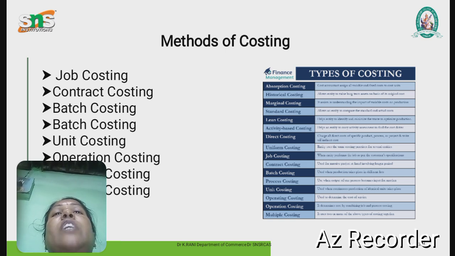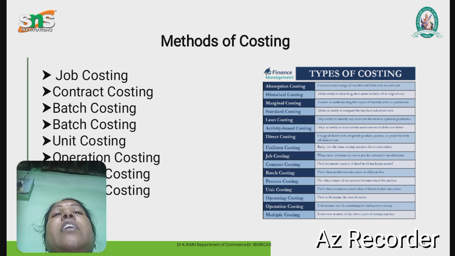Historical costing. Historical costing is a method of valuing assets and liabilities based on their original purchase or acquisition cost. It records transactions at the original nominal value without adjustment for inflation or change in market value over time.